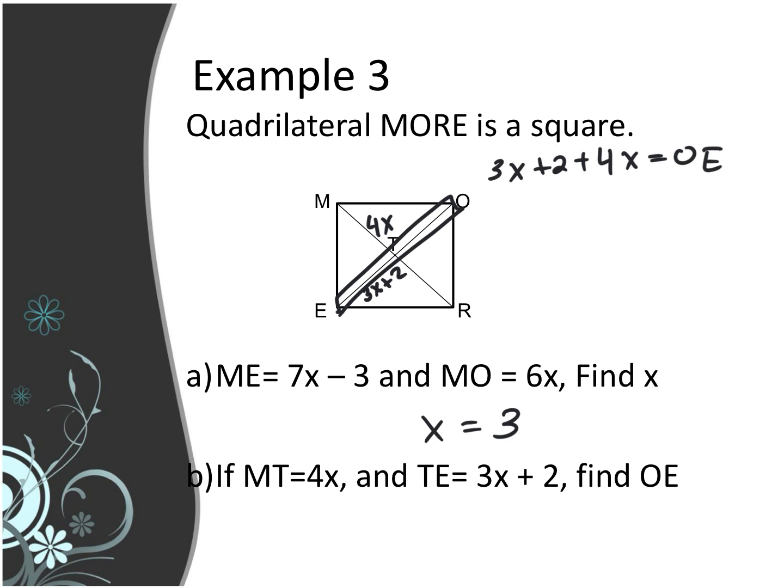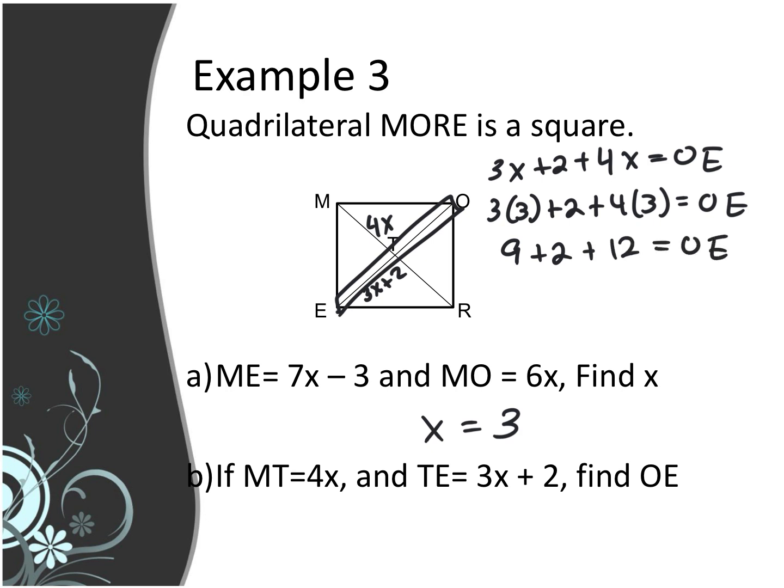And now we can use the x that we just found, 3. We can do 3 times 3 plus 2 plus 4 times 3 equals OE. So 9 plus 2 plus 12 equals OE. So it's going to be 21 plus 2 equals OE. So we get OE to equal 23.